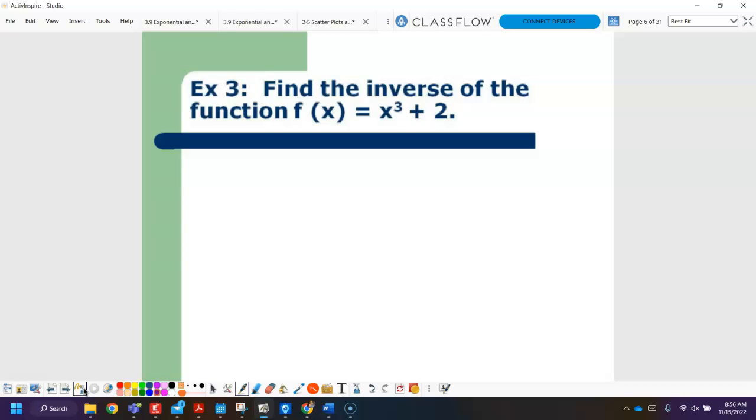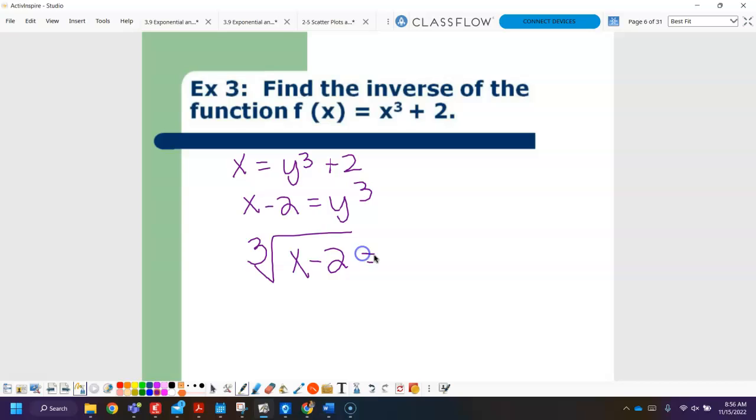Find the inverse of x cubed plus 2 using our algebraic method. So it's switching your x and y's and solving for y. To get rid of something cubed, you take the cube root.